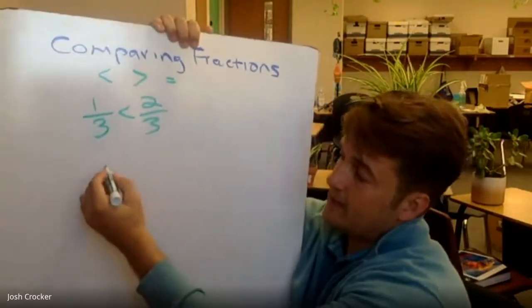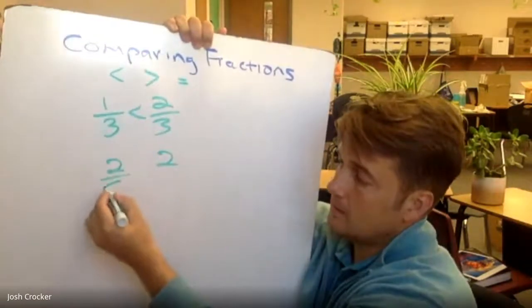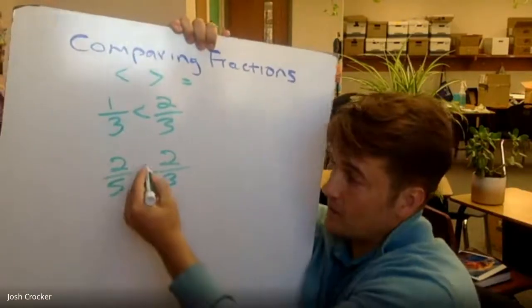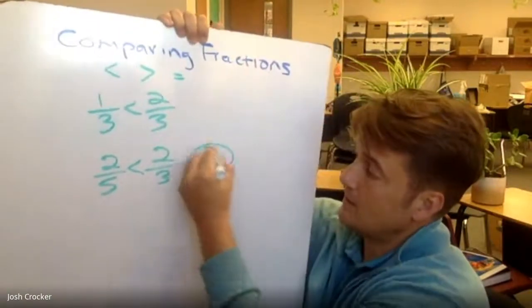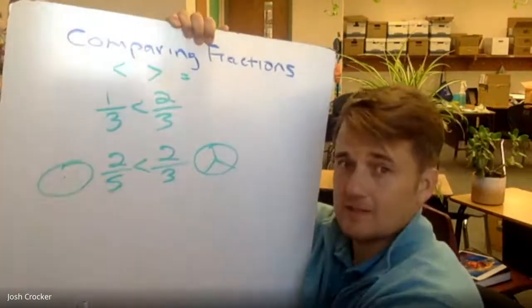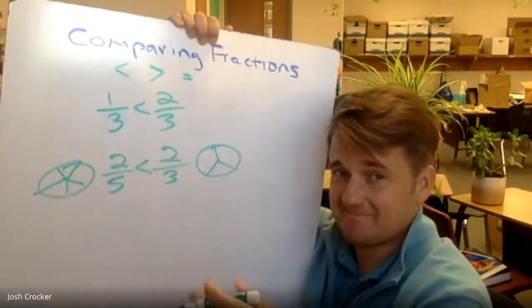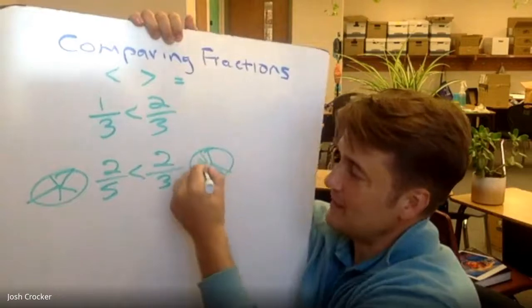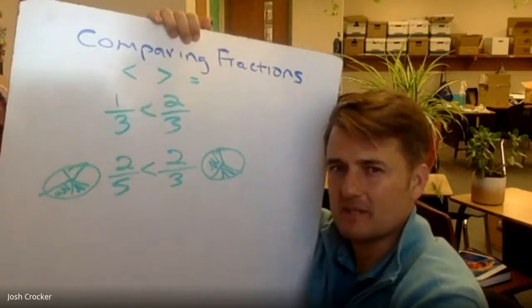Now, if they have the same numerator, the top number, then what we want is the one that has the bigger pieces. Thirds are bigger pieces than fifths. So if I have 2 big pieces, I end up with more shaded area than 2 small pieces.